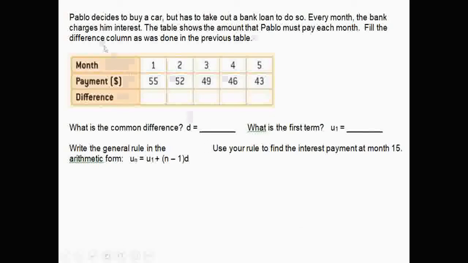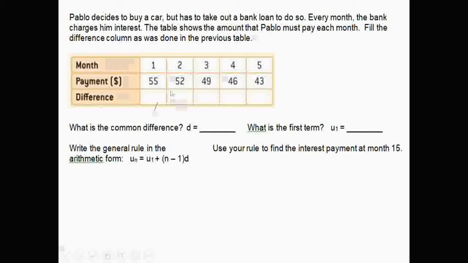Pablo's problem continues. Let's keep going. He decides to buy a car, but has to take out a bank loan to do so. Every month, the bank charges him interest. The table shows the amount that Pablo must pay each month. Okay, let's fill this table in. So here's how much he pays. He took out a loan. He pays $55 of interest that first year, and then 52 and 49 and 46, 43.